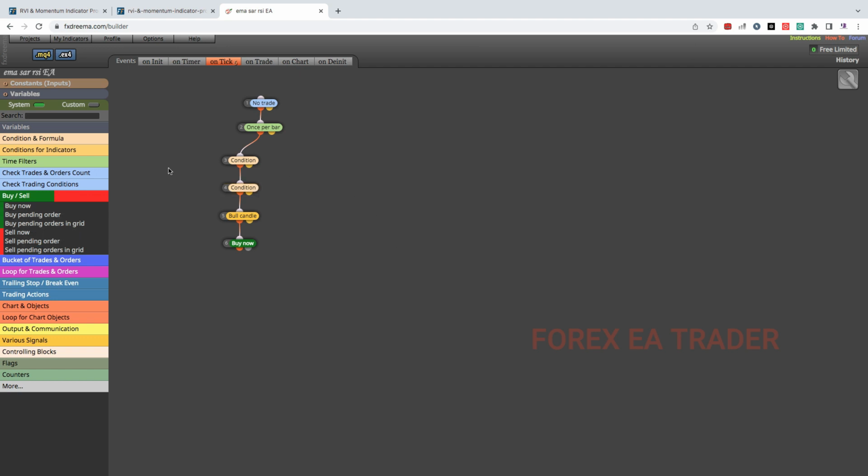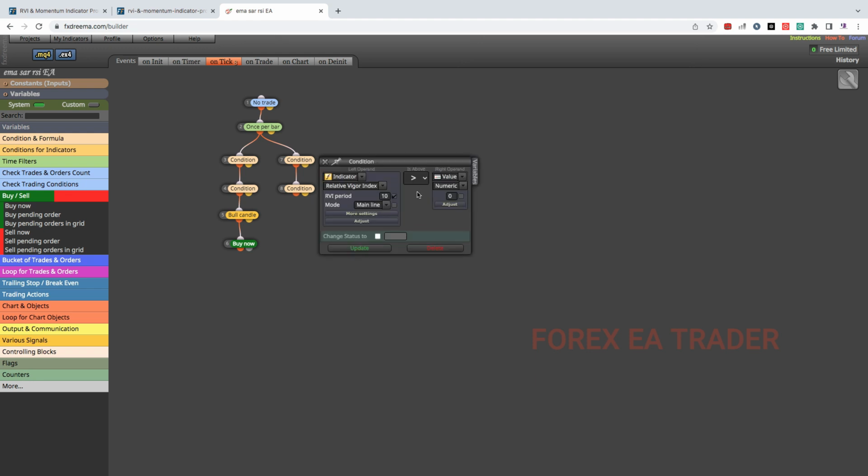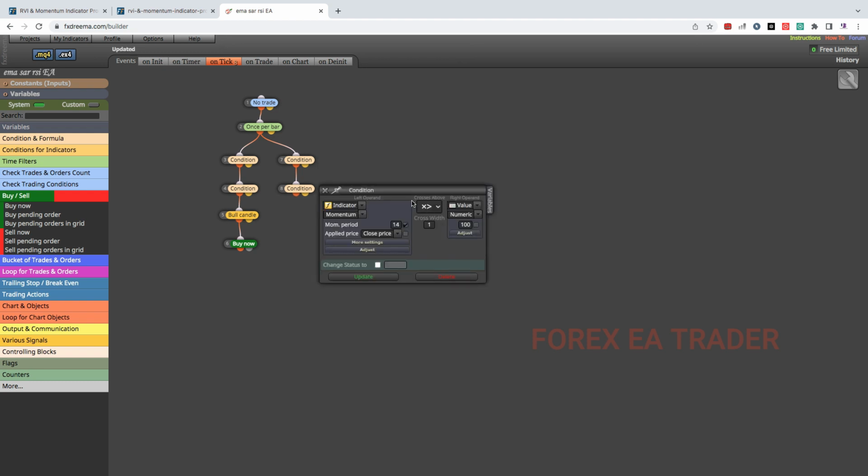Because I'm a lazy person, I don't want to start all over again. I can just highlight these two, and I right click and copy, and I right click here and paste, and I just make it like that, and I link it like that. And then here I'm going to double click, and I'm just going to change this arrow like that.